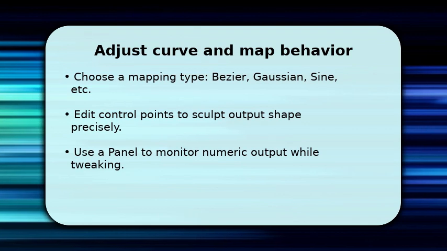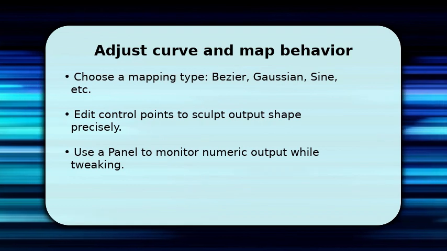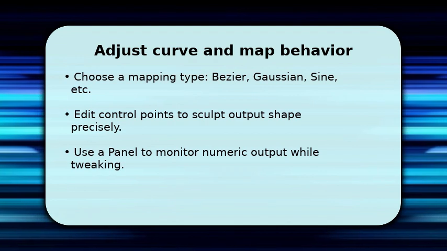Once done, connect the graph mapper output to downstream components: transform, move, or evaluate geometry. Make sure to sample and inspect outputs regularly. To finish, connect the mapped values to the target parameters and verify the geometry behaves as expected.